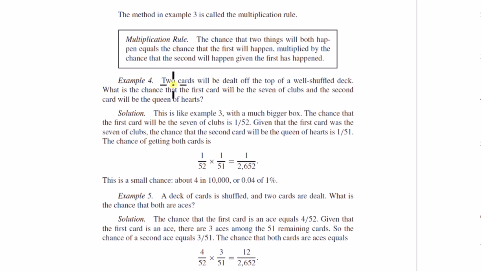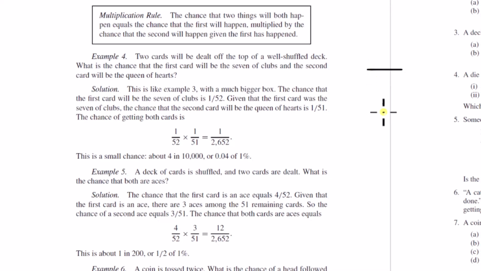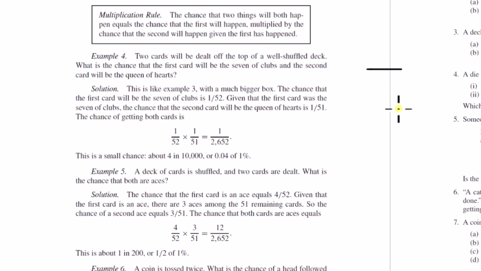Okay, so this next example says 2 cards will be dealt off the top of a well-shuffled deck. What is the chance that the first card will be the 7 of clubs and the second card will be the Queen of hearts? The way we're going to go through these problems, unless it's trivially simple and quicker to just use the multiplication rule for probability, is to look at them from the big picture perspective. To me, that's going to be significantly more intuitive. So, okay, let's draw a fraction bar here. Now all we need to do is solve 2 separate counting problems.